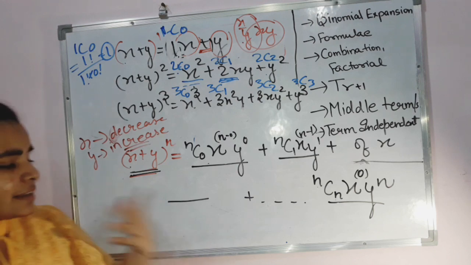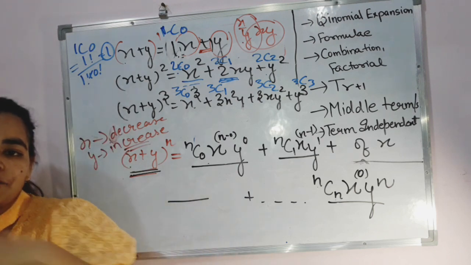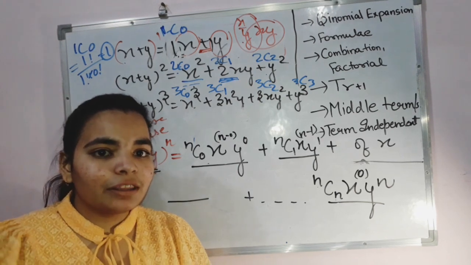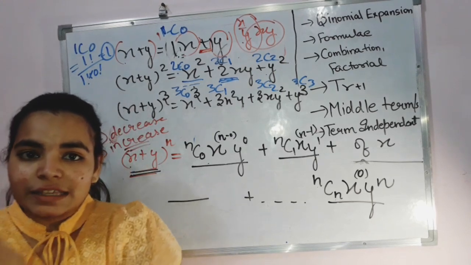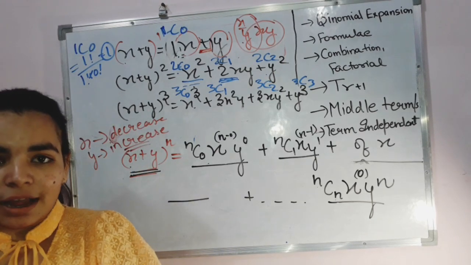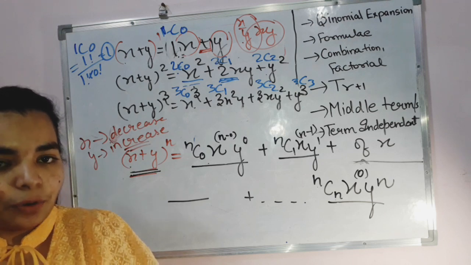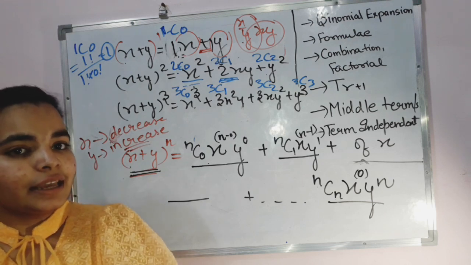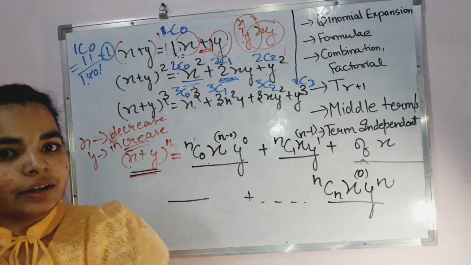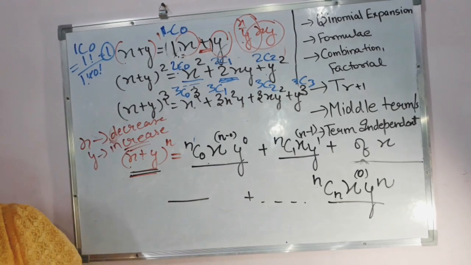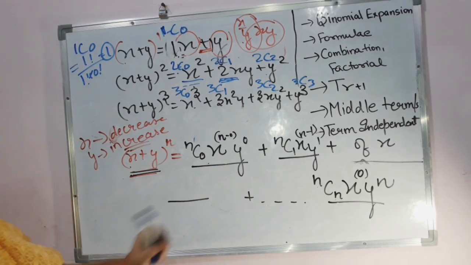You can solve any example. X plus y raised to the power 5 if it is there. Then we will start with 5c0. X will have the power 5. Then y will have the power 0. Up till what? ncn. X will have the power 0 and y will have the power 5. Right? So this is how we have to solve it.